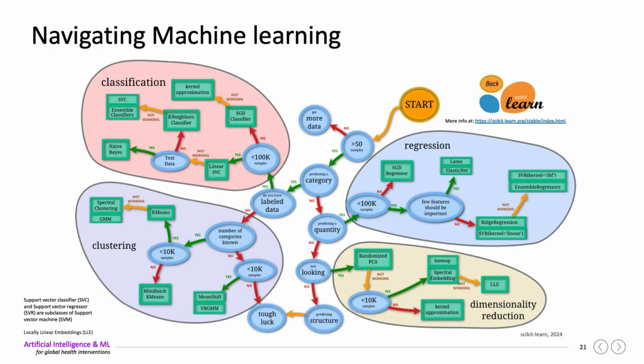In this case, the very first question is whether you have more than 50 samples. If not, the answer is probably simply to collect more data, because in machine learning, high quantity of high quality data is fundamental. If you do have more than 50 samples, the next fork is whether your data is labeled. With labeled data, you enter supervised learning.